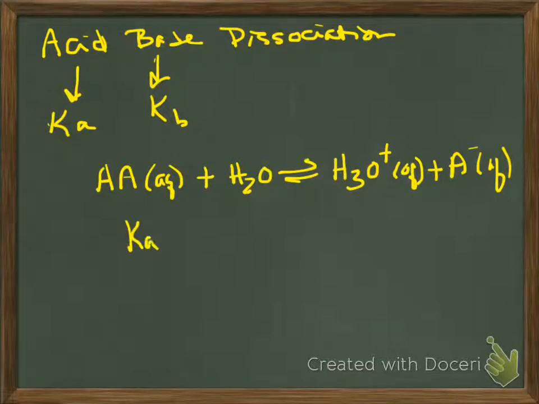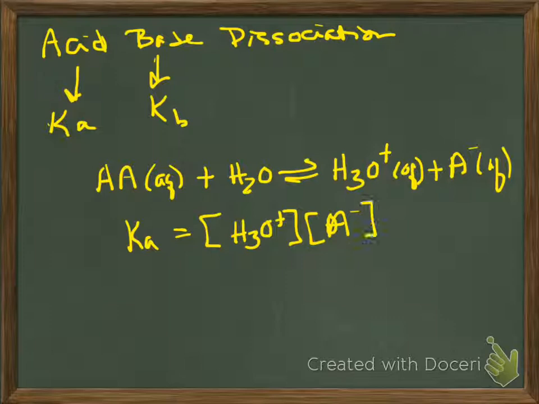As with any equilibrium, water being a pure substance doesn't go into the expression, so the equilibrium constant would be the hydronium times the anion over the acid in its molecular form, which would be the reactant. And this is known as your acid dissociation constant.